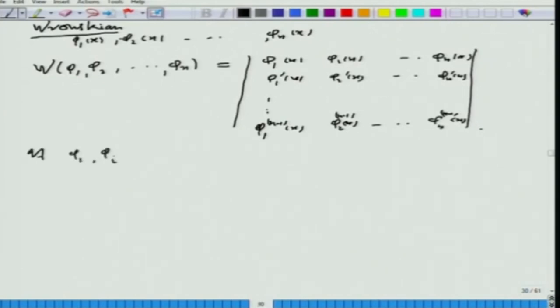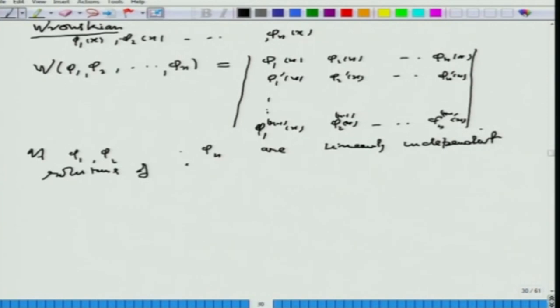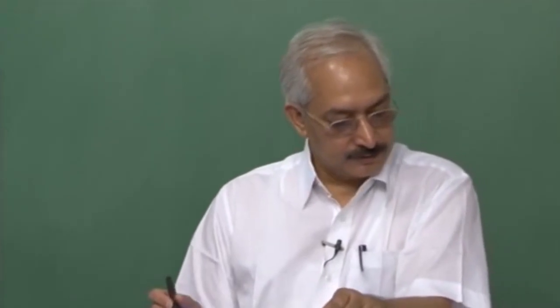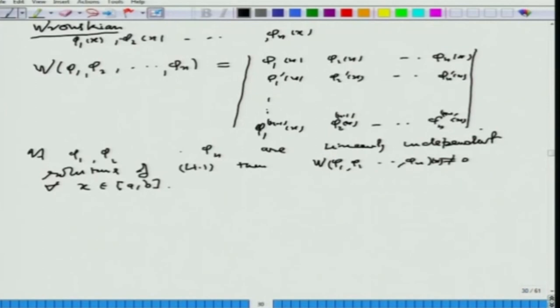So, this determinant is called the Wronskian of n functions, and we have the result that if phi 1, phi 2 and phi n are linearly independent solutions of 4.1, then this Wronskian W of phi 1, phi 2, phi n at x is not 0 for all x in a, b. And the converse is, if this Wronskian vanishes at any point x in the interval, then these phi 1, phi 2 are linearly dependent. So, that is what we have in this Wronskian case. Then we consider the Jacobian also.